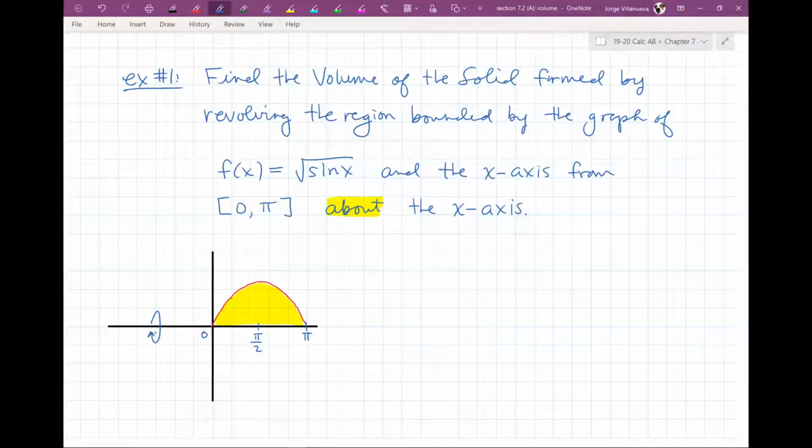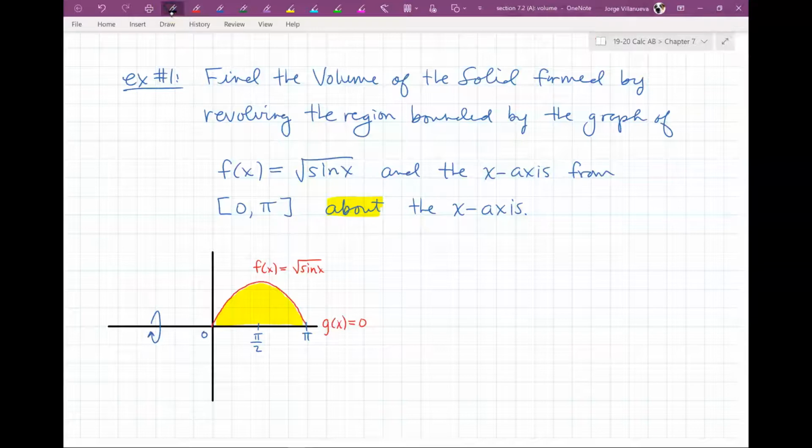So how do I go about doing this? Well, I first have to identify my functions. f of x is radical sine of x. What's my g of x? What's my bottom function for this area? 0, right? g of x is 0. That's my bottom function. What's my a to b? 0 to pi.